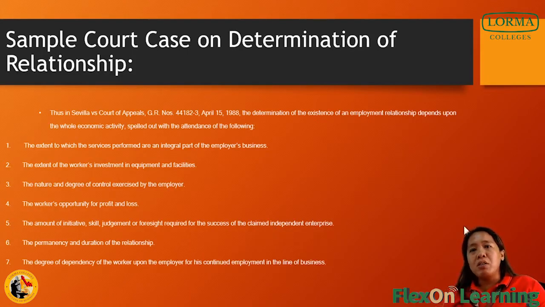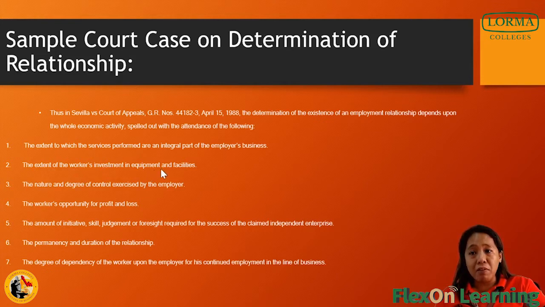Okay, so there is a sample court case on the determination of the relationship. It was a court case, Sevilla versus Court of Appeals, which happened in 1980. It has something to do with the determination of the existence of the employment relationship. And it was spelled out on the following. The extent to which the services performed are an integral part of the employer's business. If it's part of the employer's business, then that indicates an employer.